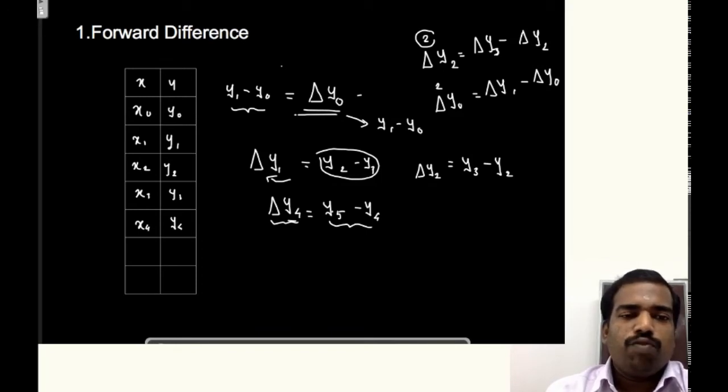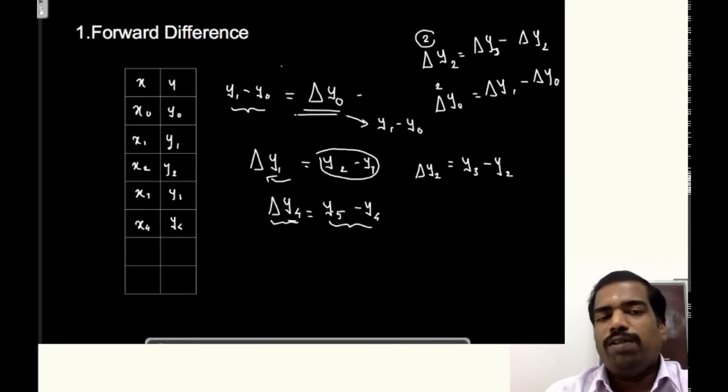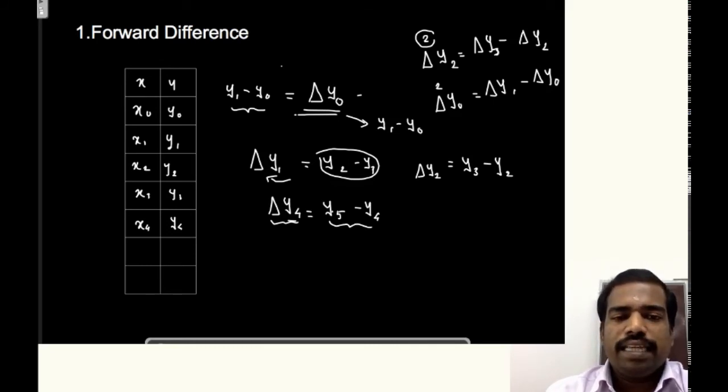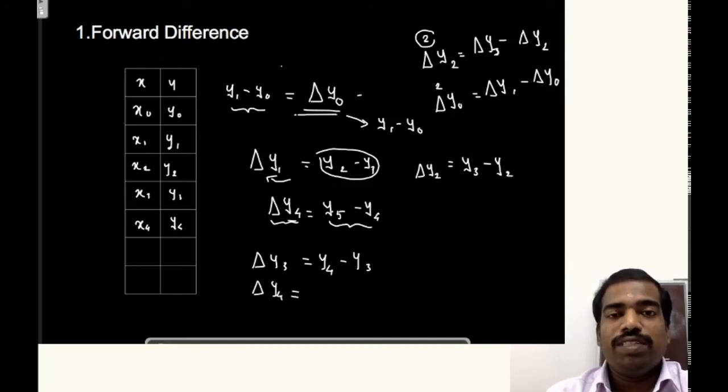Suppose there are 5 values. Here you can see 5 values, x0, x1, x2, x3, x4, and you have 5 y values also. If I am asking you what is delta y3, you have the answer. It is y4 minus y3, right? y4 minus y3. If I am asking you what is delta y4, do you have any functional value which is after y4? No. Here the last value is y4. So you can't build this delta y4.